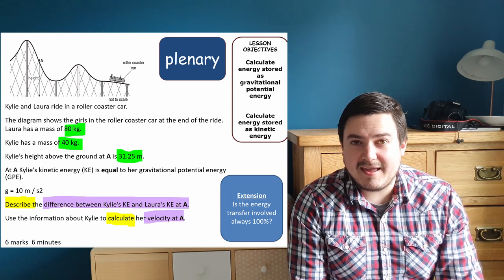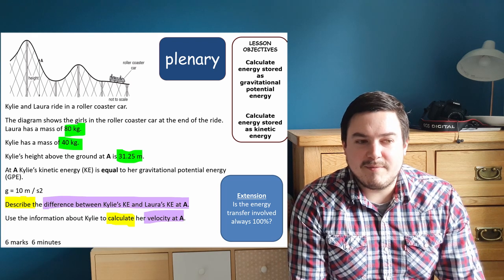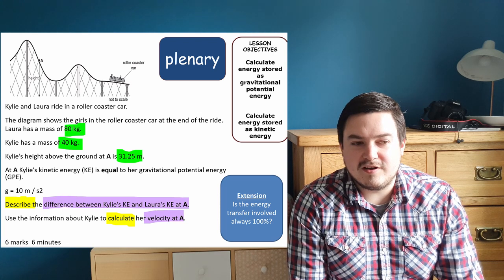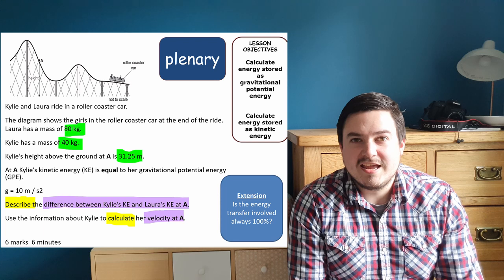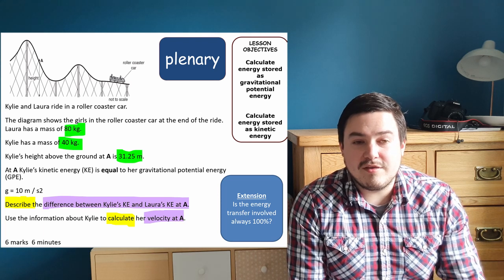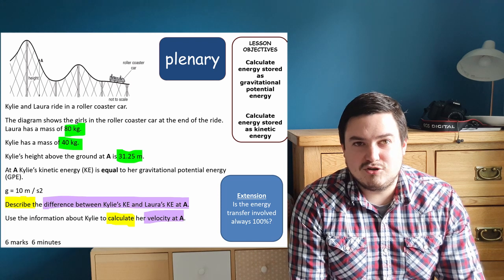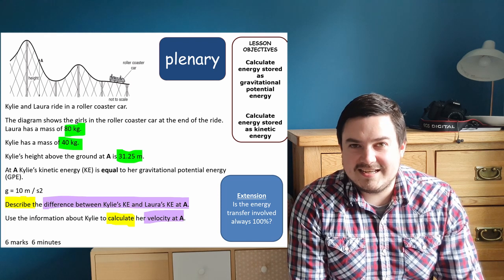You can calculate that because we have got her mass and their height at A. We've got their mass in the question. We've got their height of 31.25 meters. And the only other thing you need to work out their gravitational potential energy is their gravity, which we know on Earth is 10, and we know that those 2 things will be the same. So you should be able to work out what their kinetic energy is and compare them quite easily.